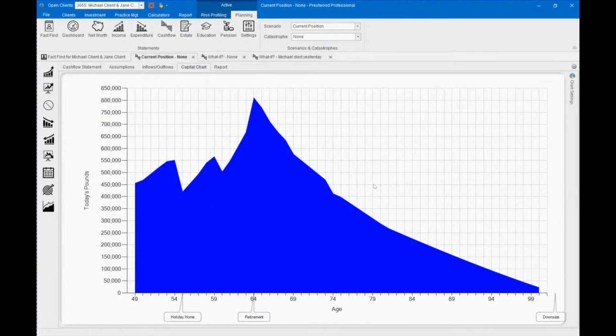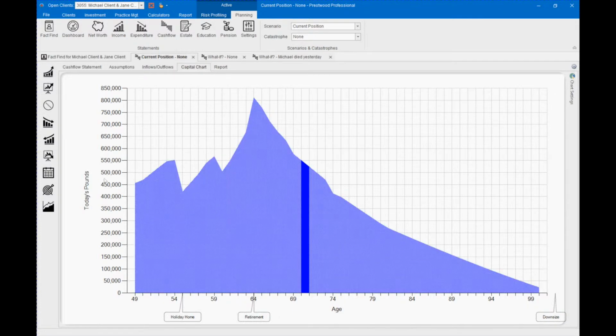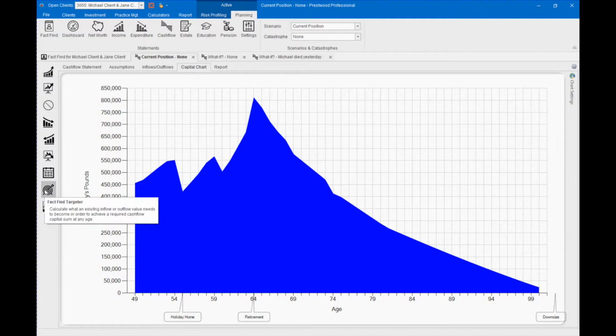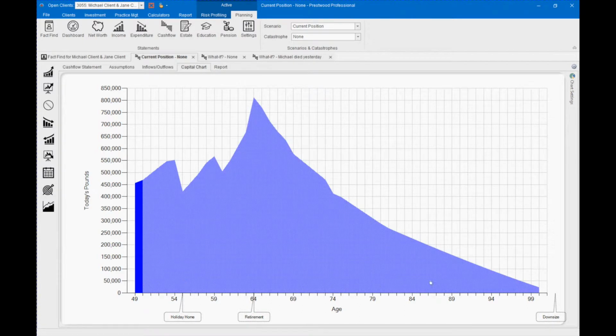FactFind Targeter, targeting protection. The FactFind Targeter allows you to target specific items in the FactFind, for example, a protection policy, to enable you to manage a client's cash flow position.